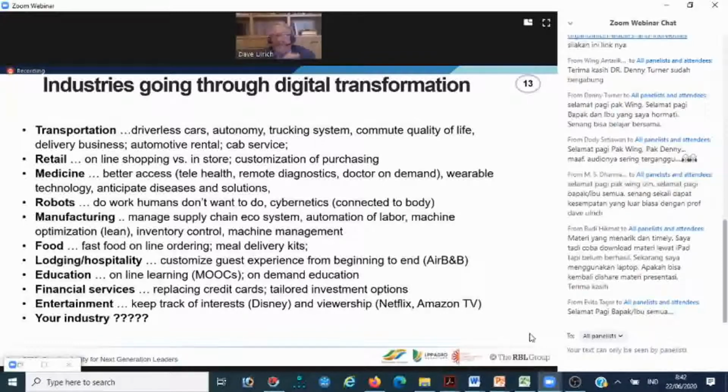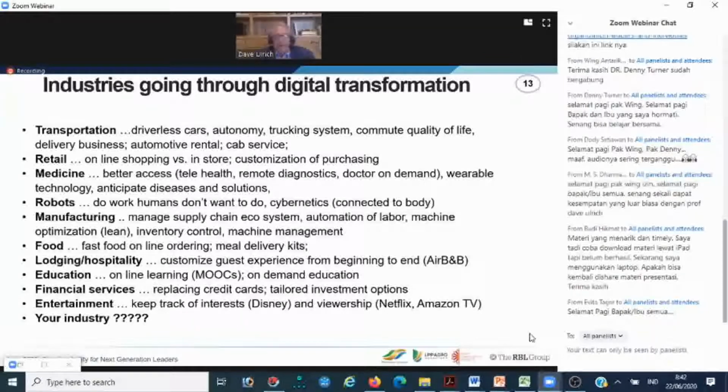But transportation has changed. I don't know which service it is in Indonesia, but we have Uber, we have Didi in China. Retail is changing. Online shopping versus in-store shopping in a huge way. Medicine, telehealth. I'm now doing diagnostics, doctor on demand. Robots are doing cybernetics, connection to the body. This machine is no longer a phone. This machine is now a body monitor, and it monitors my phone in real ways. Manufacturing, food, delivery kits, lodging, education, and this is an example. I should add public sector.